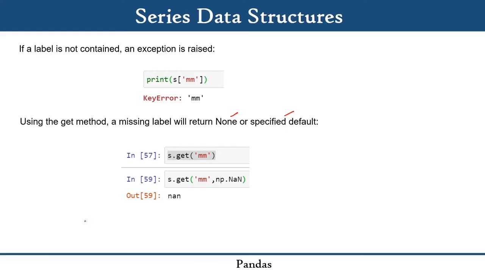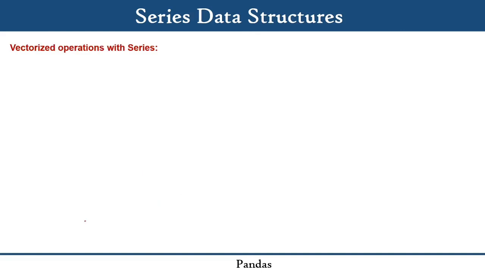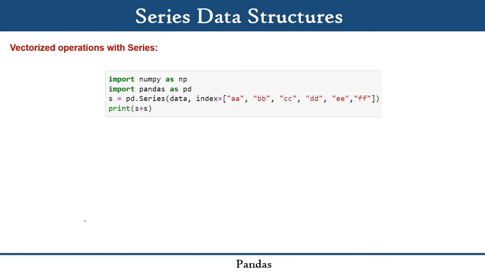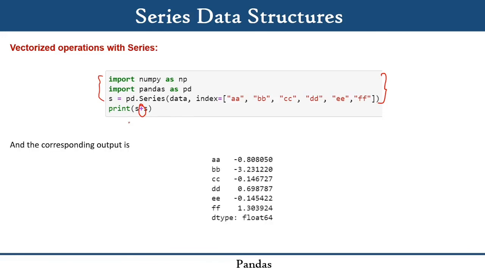So I will move forward to discuss the next concept, how we can use vector operations with series. To understand, let us consider this small piece of code given below. Let's take the previous example, and here I'm going to perform an addition operation with series. When the interpreter executes this command, it will generate the output in this format. It's an addition of two series, s plus s.